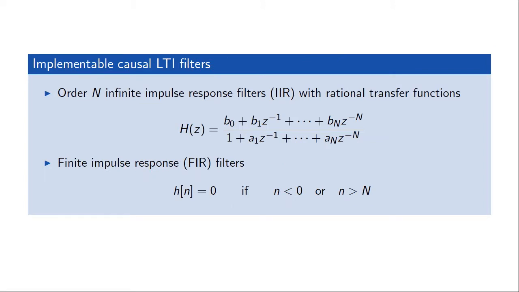Generally speaking, the set of filters that we could implement are the filters that have rational transfer functions, meaning that the Z transform of the impulse response, h of z, or the transfer function of the filter, has the following form, being the ratio of two polynomials in z, and where n here is a fixed integer typically referred to as the order of the filter.